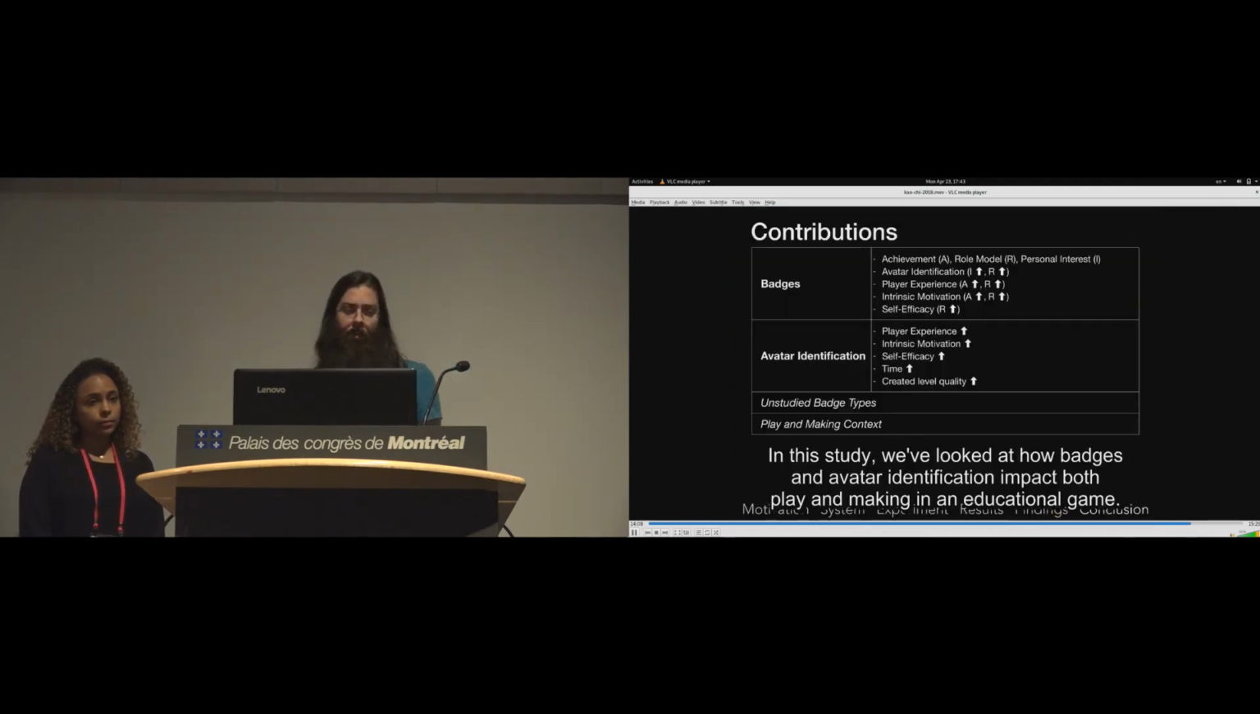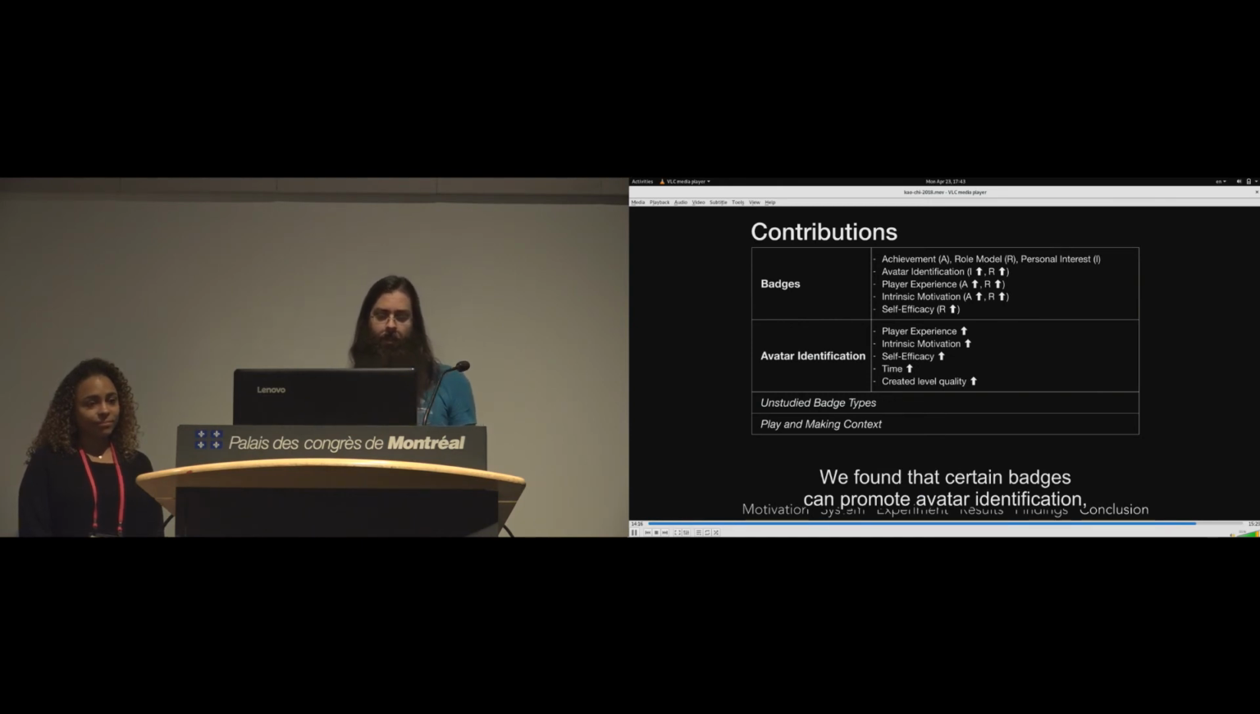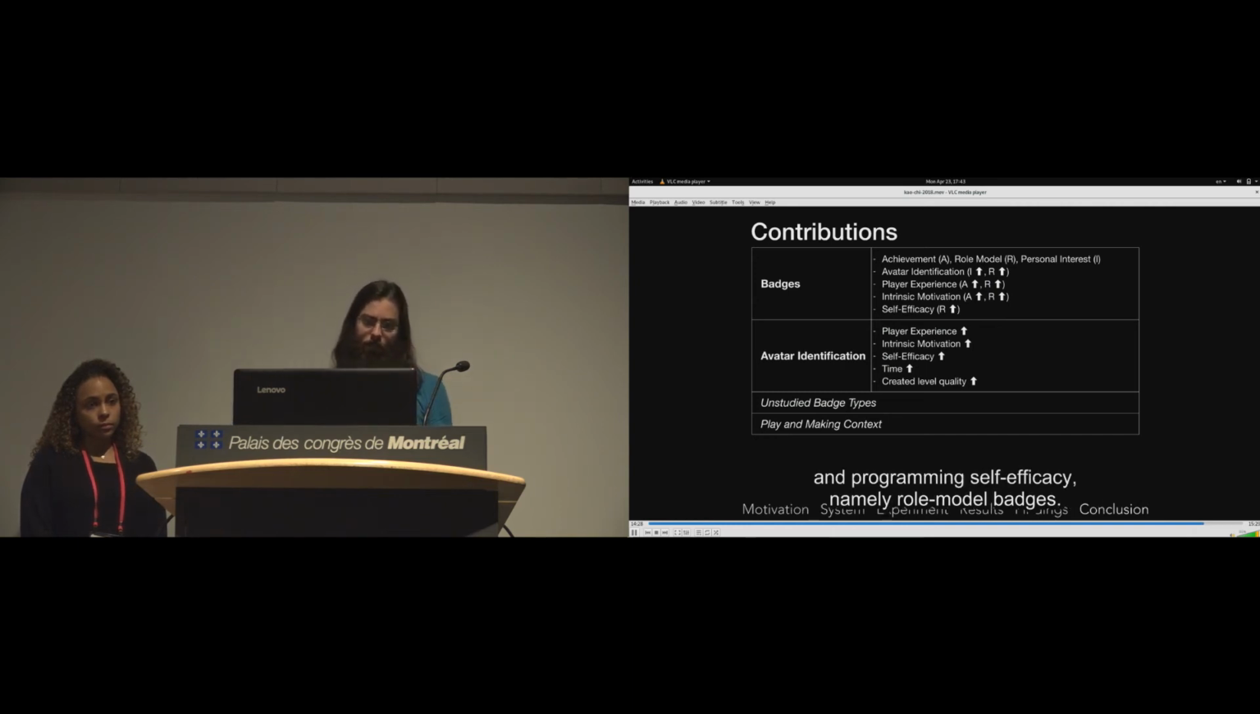In this study, we've looked at how badges and avatar identification impact both play and making in an educational game. We found that certain badges can promote avatar identification, namely personal interests and role model badges, player experience, namely achievement and role model badges, intrinsic motivation, also achievement and role model badges, and programming self-efficacy, namely role model badges, during both the game and the editor.